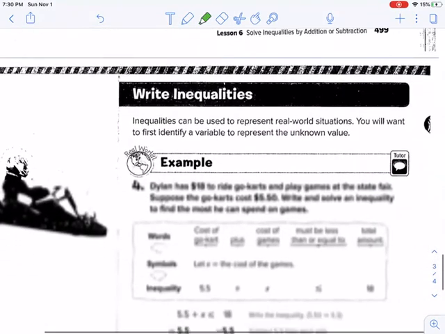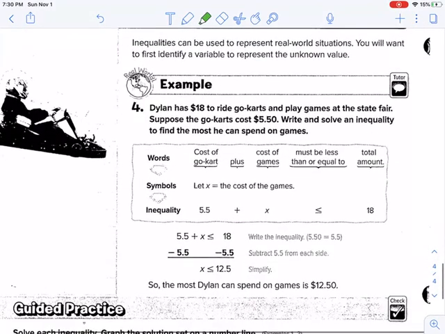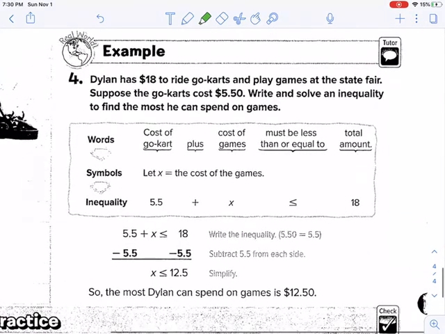All right, so then you can write your own inequalities. This example here, Dylan has $18 to ride go-karts and play games at the state fair. Suppose the go-karts cost $5.50. Write and solve an inequality to find the most he can spend on the games. So the cost of the go-kart was $5.50. Plus sign, the cost of the games, we don't know, so we're going to use X. And that has to be less than or equal to the $18 that he has. And then you would just solve and check the normal way that we solved and checked our equations and the examples above.